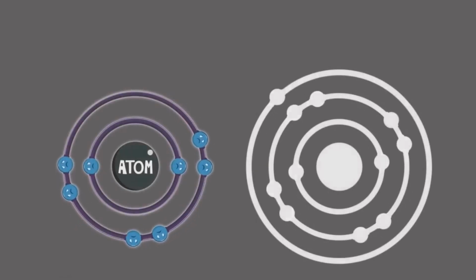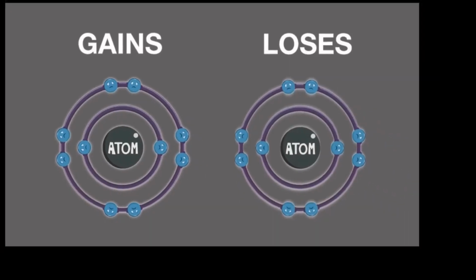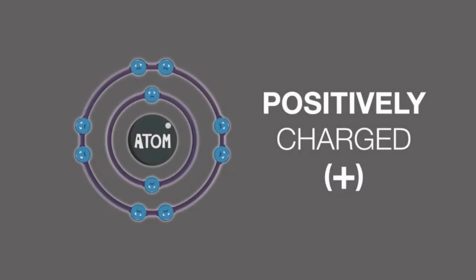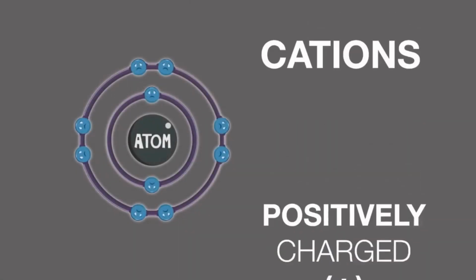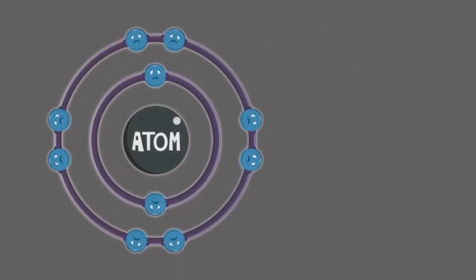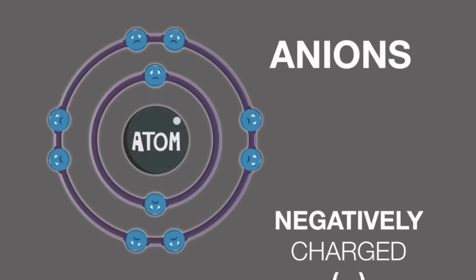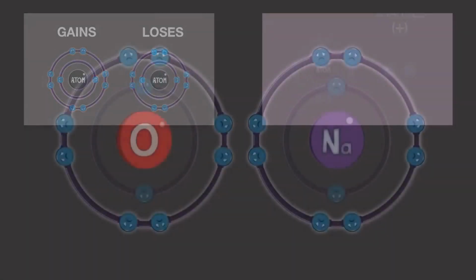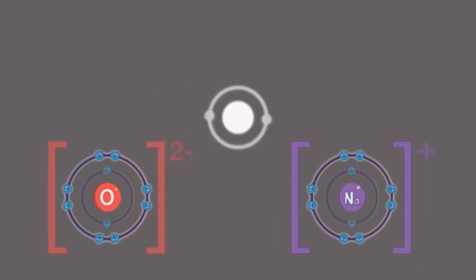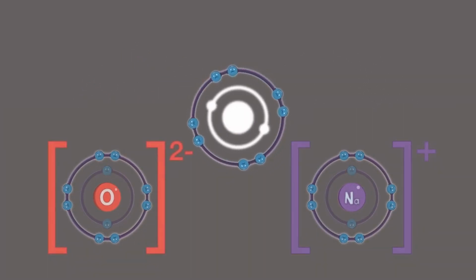Stay tuned. In conclusion, an ion is a charged particle formed from either the gain or loss of electrons. A positively charged ion is known as a cation, and a negatively charged ion is known as an anion. The ions formed have the same electronic structure as their nearest noble gas.